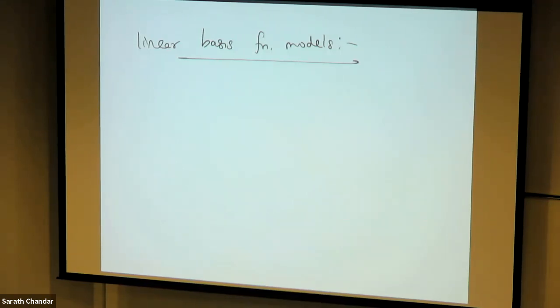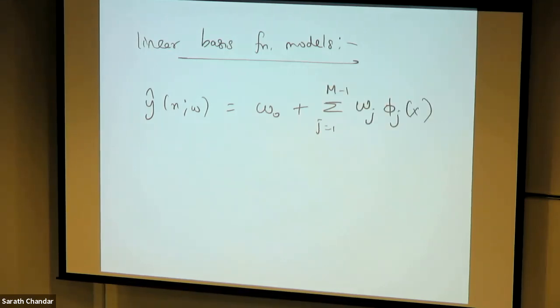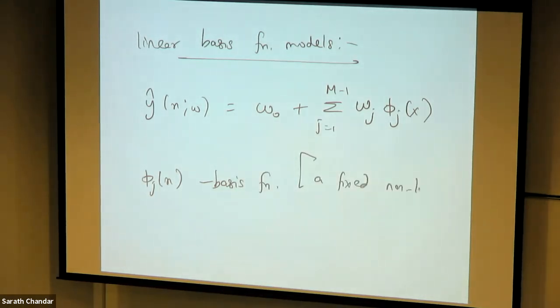So y hat of x comma w is equal to w0 plus summation j equals 1 to m minus 1 of wj phi j of x. I have constructed m minus 1 basis functions. So phi j of x are called basis functions. These are normally fixed nonlinear functions.